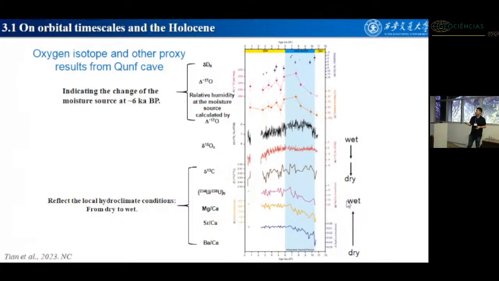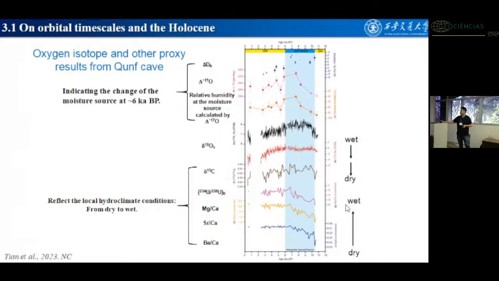So the oxygen isotope shows that the early Holocene monsoon is strong. So the monsoon is strong, but the local precipitation is less. So this is also like Clement's argument. It's contradictory, but I think after looking at the model from the large scale, we can understand that it's not contradictory.